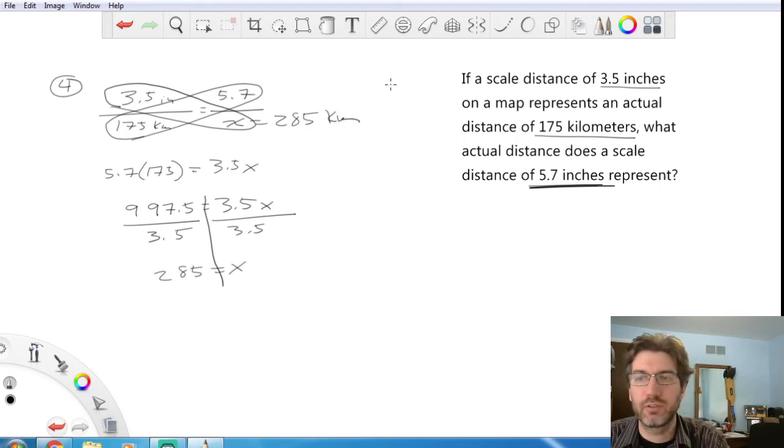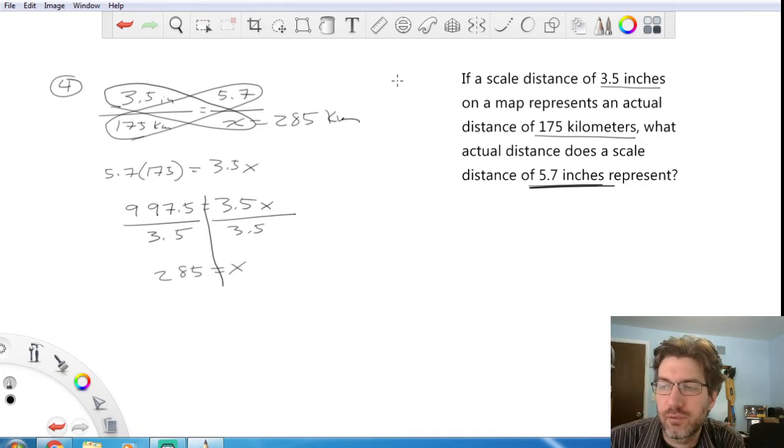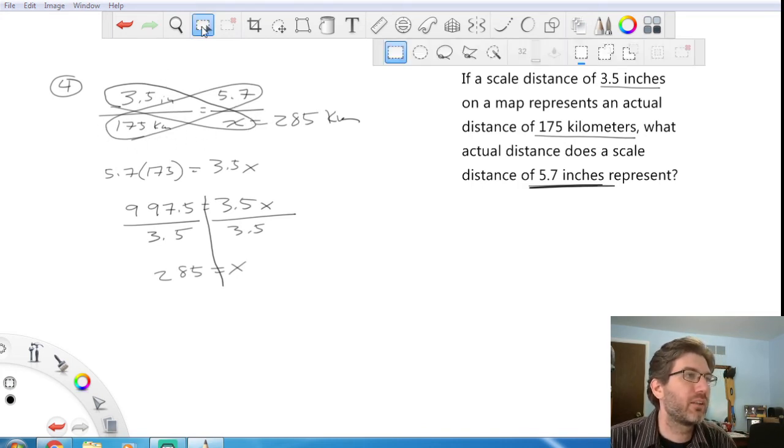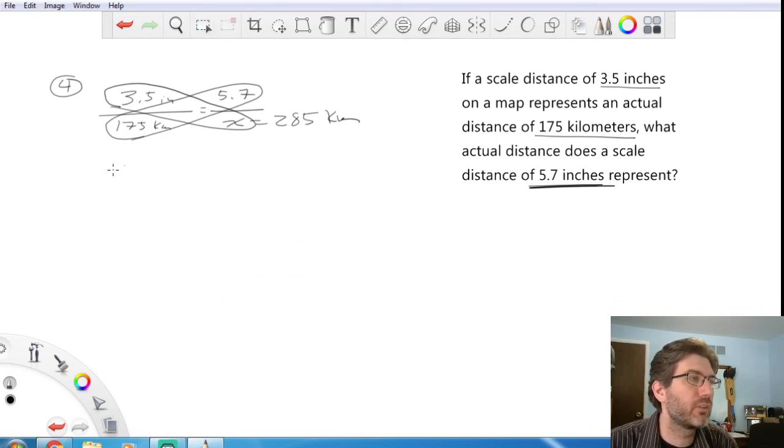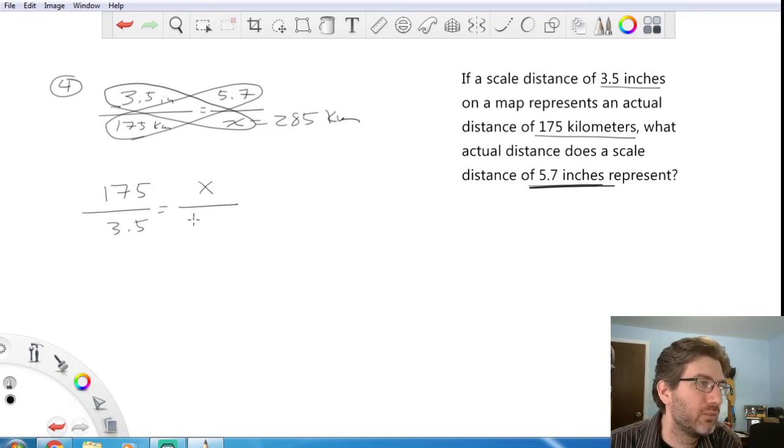So don't forget your units on things. Is it x kilometers? Yeah, this is kilometers. So the way I set it up was the bottom was kilometers. Again, you can set these up. There's a ton of different ways to set these up. You could have set this up as 175 over 3.5 equals x over 5.7. That would have given you the same answer.